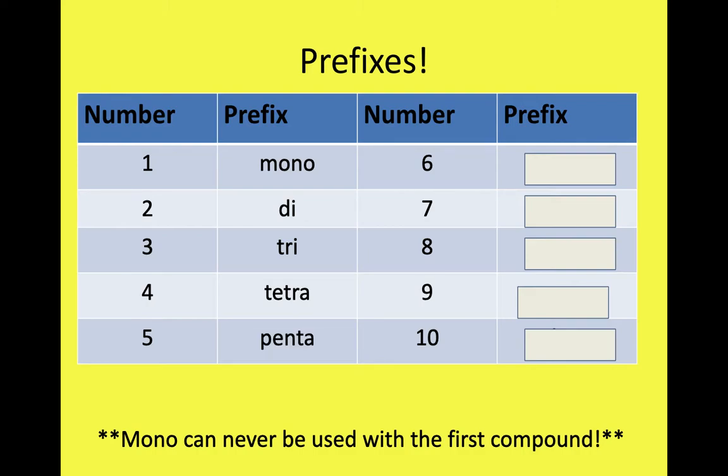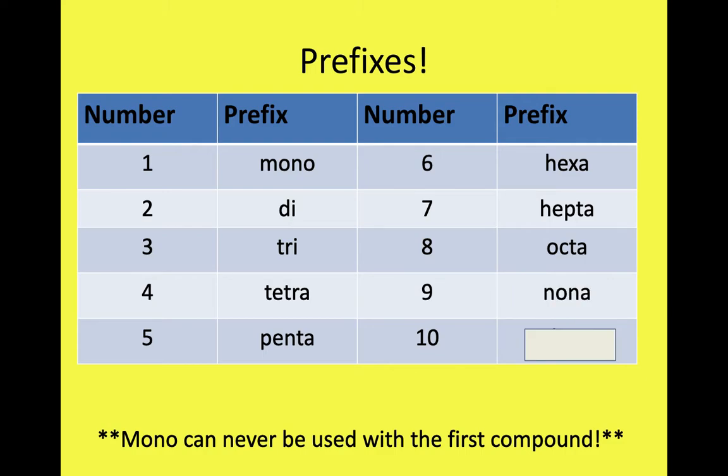5 is going to be penta, like the Pentagon in Washington, D.C., which has 5 sides to the building. 6 is going to be hexa, like a hexagon. 7 is going to be hepta. A lot of people do get 6 and 7 confused because they look and sound the same. The easiest way to remember it is hexa has an X and 6 has an X in it. 8 is octa, like an octagon, like a stop sign. 9 is nona. And 10 is deca, like a decade or a decathlon. If you run a decathlon, it has 10 events.